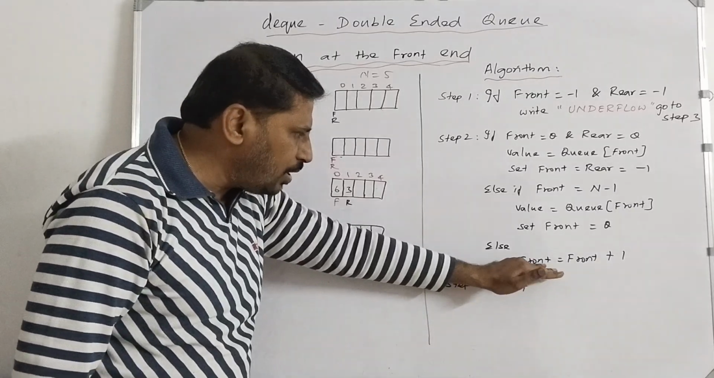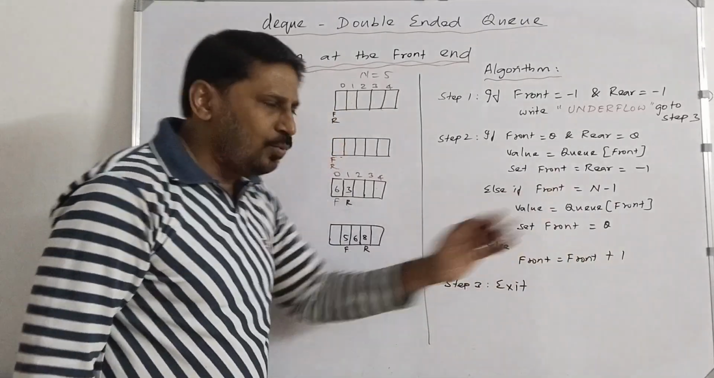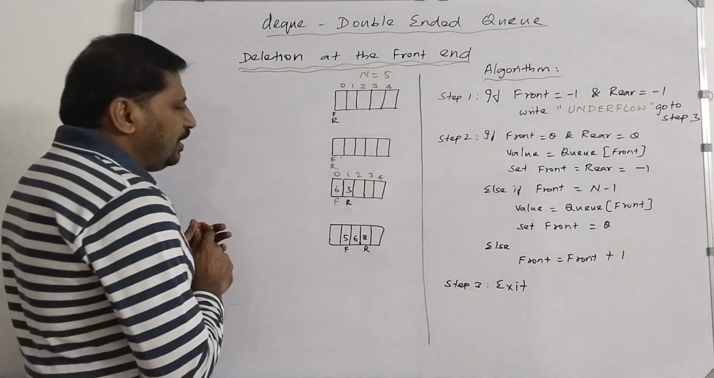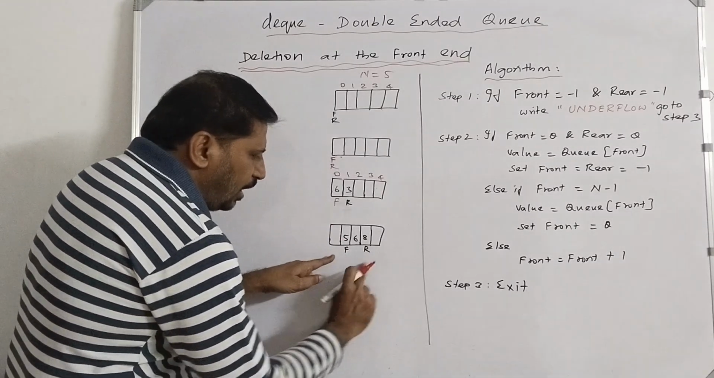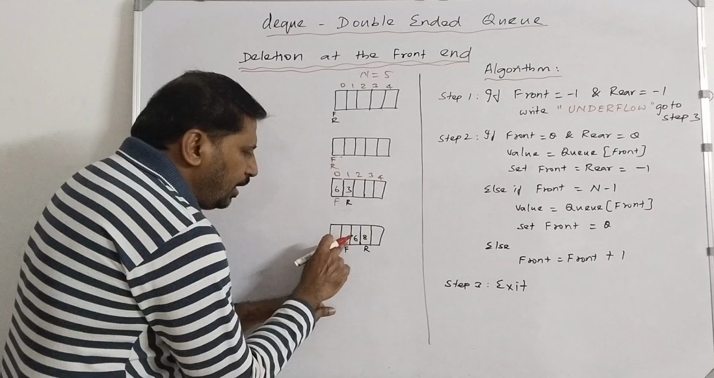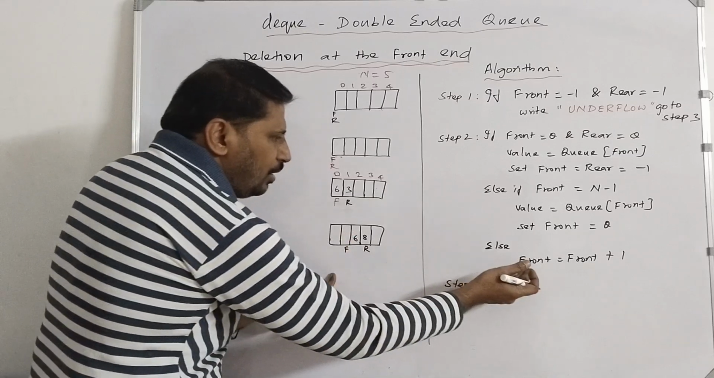In a normal process, front equals front plus 1. What is it? We are deleting the element. After deleting the element, suppose we are taking this case. In this case, suppose I am deleting number 5. I am taking the value from that.